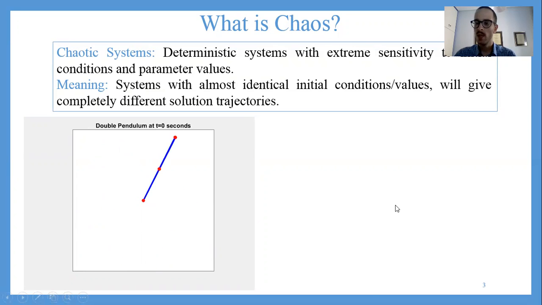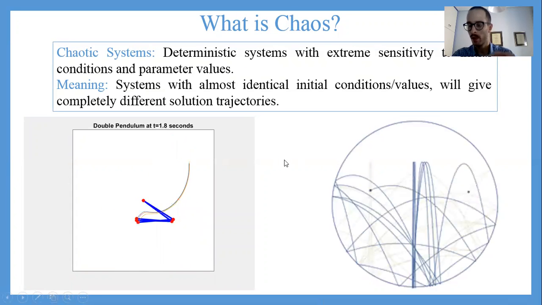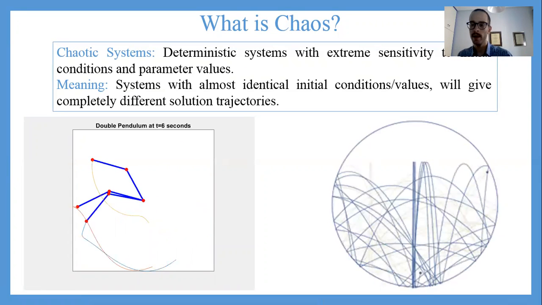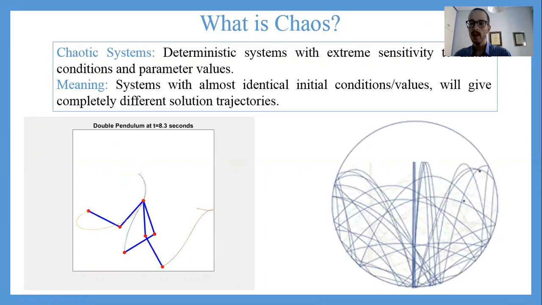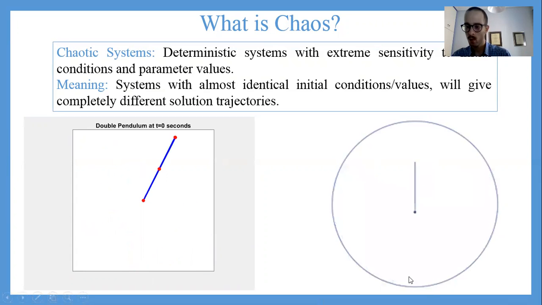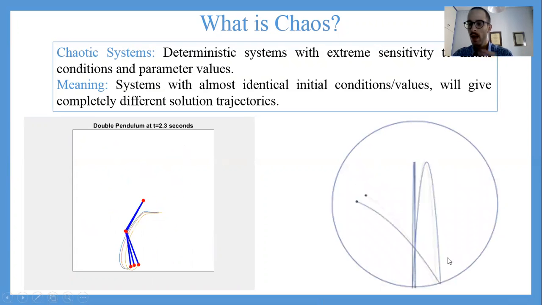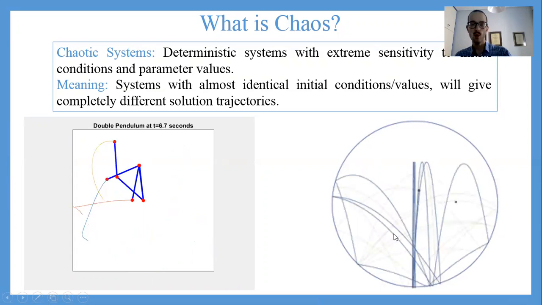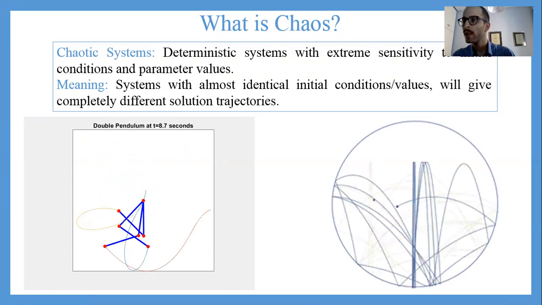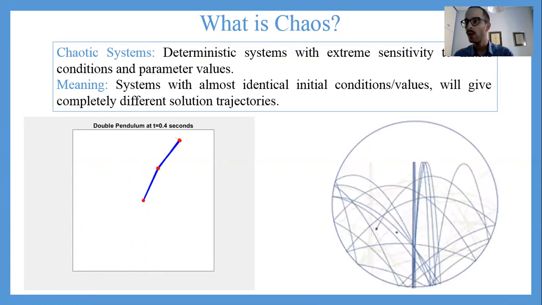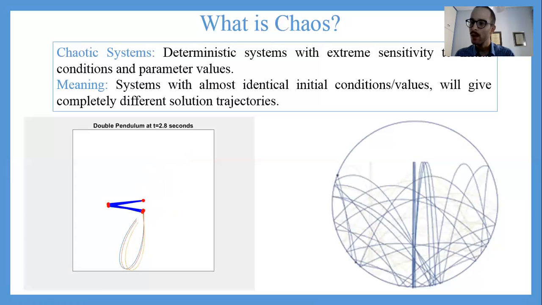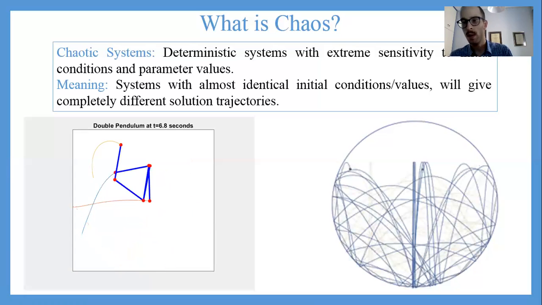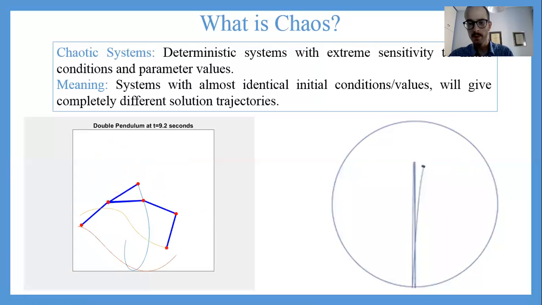Let's see a second example. Let's start from the beginning. I have two balls bouncing on a circular area. They start from almost identical initial conditions, but you see that after the 4th bounce, their solutions are completely different. So these simple animations are indications of a system behaving in a chaotic fashion. Even the slightest change will give a completely different solution trajectory. This is what we talk about when we discuss chaotic systems.